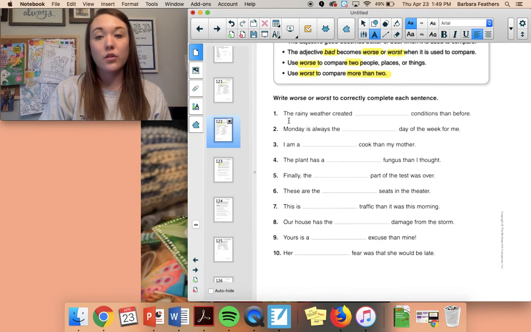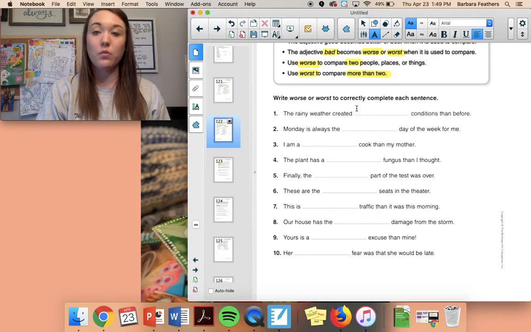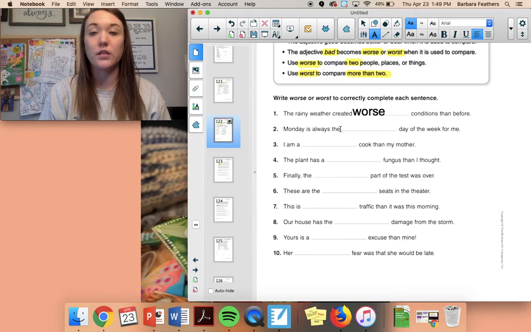Number 1 says the rainy weather created blank conditions than before. I have the rainy weather now, and then I have the weather before. That's only two things, so I use the word worse. The rainy weather created worse conditions than before.